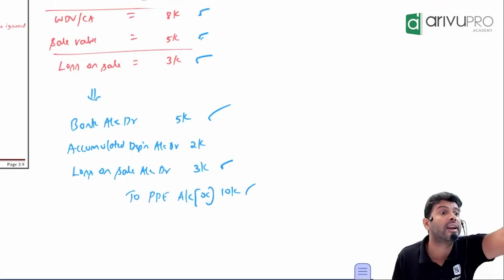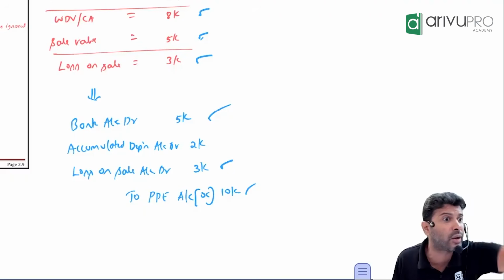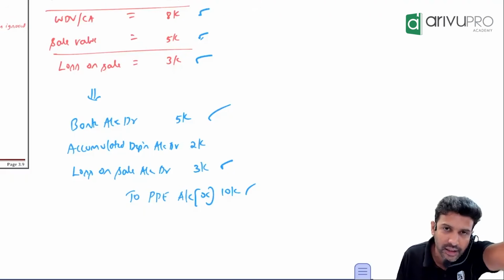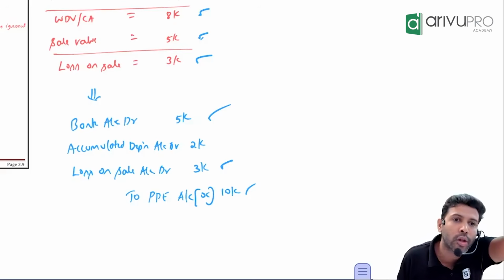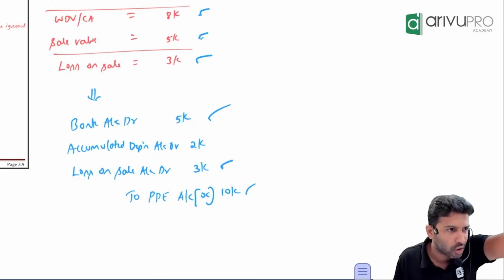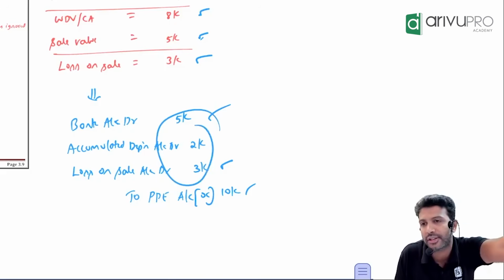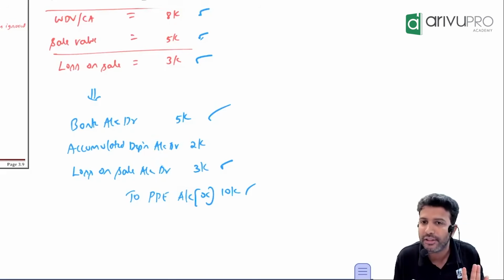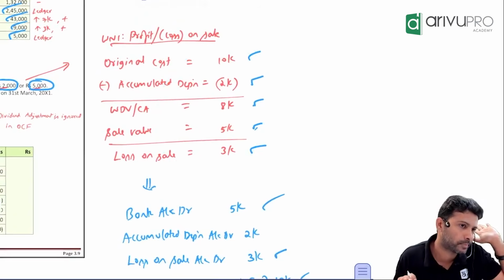This I told you in regular class. Whenever an asset is sold, you need to add three things. And when you add those three things, it should always come to original cost. What are those three things? Bank, profit or loss on sale, and provision for depreciation. If it doesn't match, that means recheck your calculation. You have done something wrong.